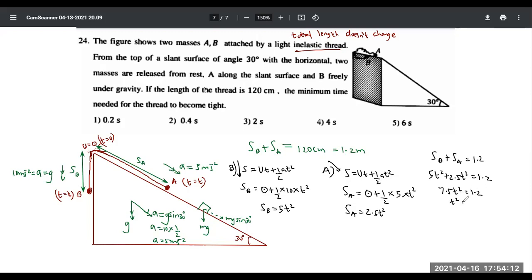t squared is equal to 1.2 over 7.5, and that is 12 over 75. To make our lives easier, I'll simplify both by 3. That will give you t squared equals to what? If you simplify 12 by 3, it's 4. If you simplify 75 by 3, it's 25. So t is equal to the square root of 4 over 25, and that is 2 over 5, and that is 0.4 seconds. Answer is 0.4 seconds.